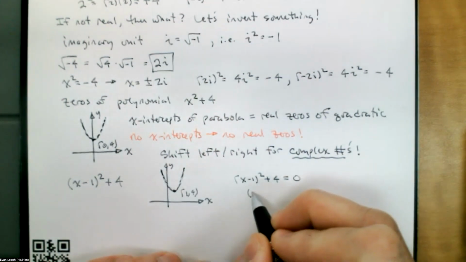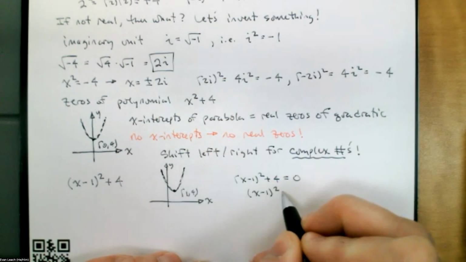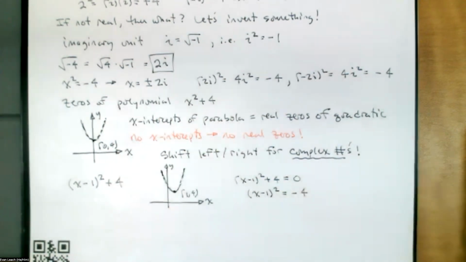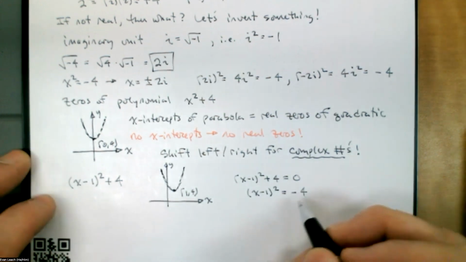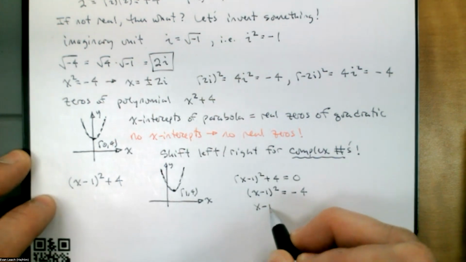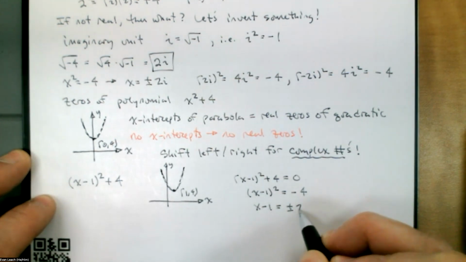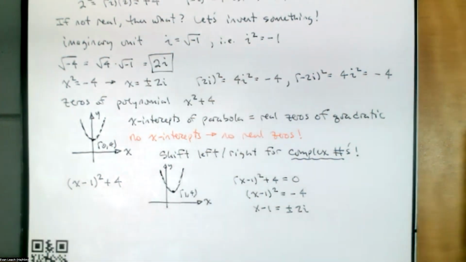Now, before imaginary numbers, we'd be done. We'd be like, look, no real zero, no x-intercept. That's still true. No real solutions. But now we have complex number technology. We have imaginary unit technology. So now if x minus 1 squared is negative 4, that means x minus 1 is plus or minus 2i, because now we have a square root of negative 4. The square root of negative 1 is i. The square root of 4 is 2.